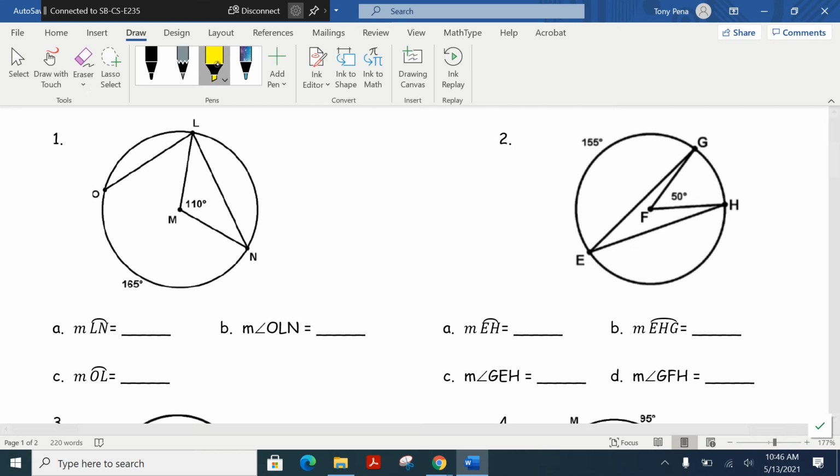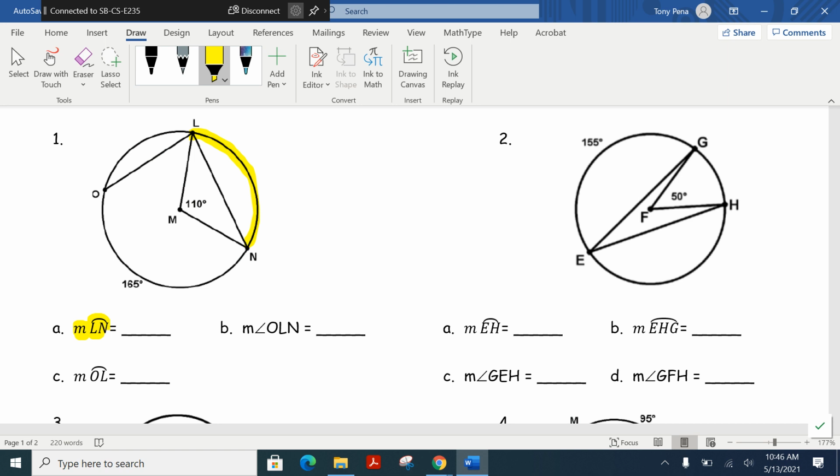And what you're going to see is we have the circle. We have a bunch of little things going on inside of it with chords and a couple of radii. What I'm asking you to find first is the measure of LN, and then notice how we have this arc over the top. So what that is asking you to find is this here. This is the arc. The arc is always kind of the circle itself, that portion of the circle.